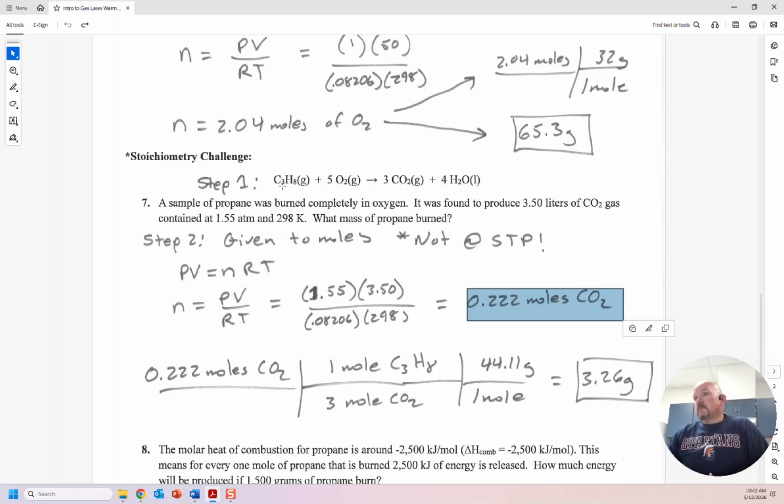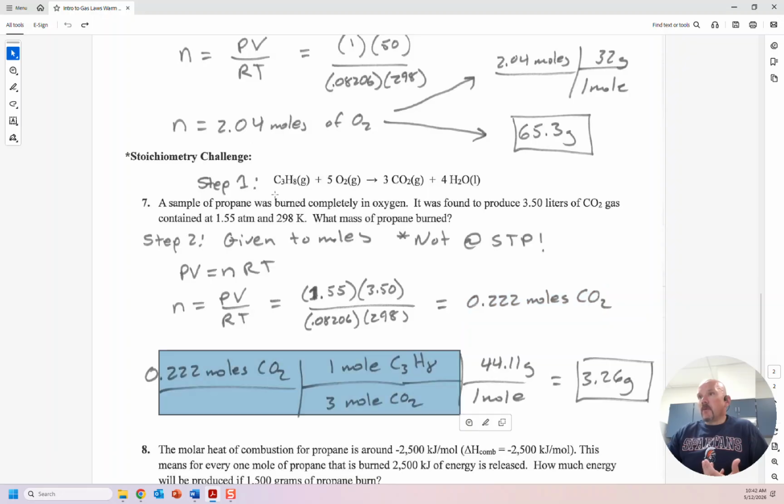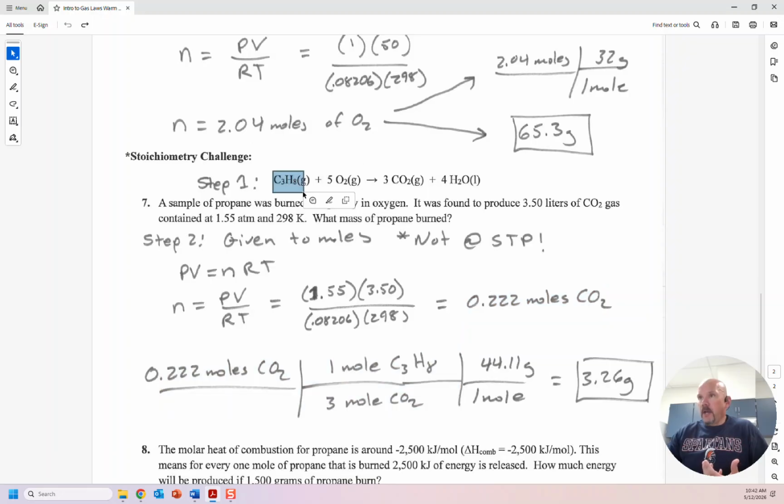So the question is, how much propane is required to burn to make this much CO2? Once we have moles, now we can use our mole ratio times 1/3, 1 mole of propane for every 3 moles of CO2. That'll cancel out moles of CO2 and give me moles of propane. And then 44.11 grams per mole, that's the molar mass of propane. So we would multiply by the molar mass of propane, and that would give us how many grams. So if we burn 3.26 grams of propane, and we collect the CO2 at this pressure and that temperature, this is the volume of CO2 we should produce.